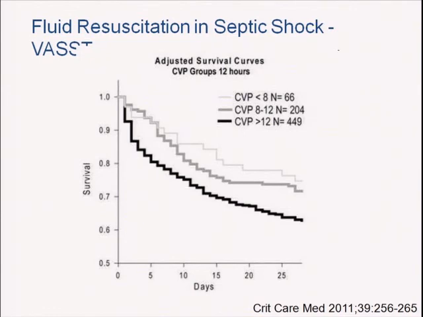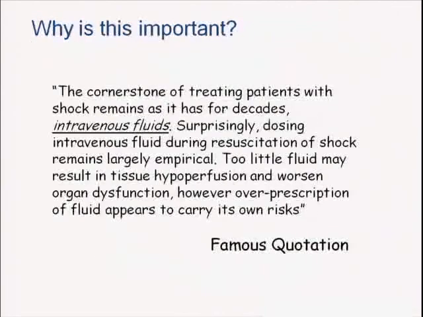This is a slide from the FRCA study, just to make the point. They looked at the CVP at 12 hours as a function of survival. You can see that those patients who met the Surviving Sepsis Campaign guidelines of a CVP above 12 had the lowest survival. So these are the targets you need to achieve, and those are the patients who had the highest mortality. I don't think we need to say anything more.